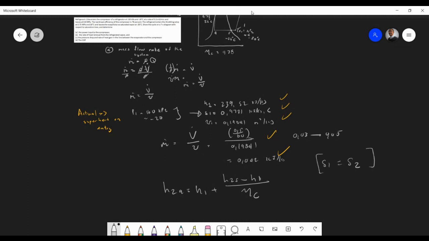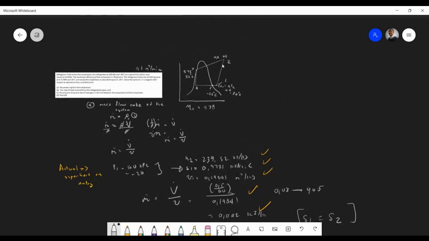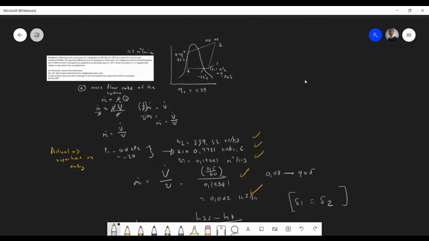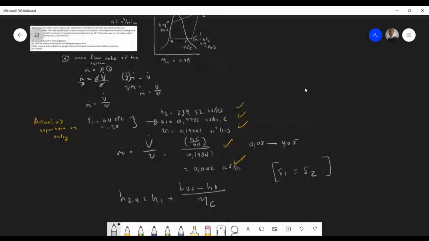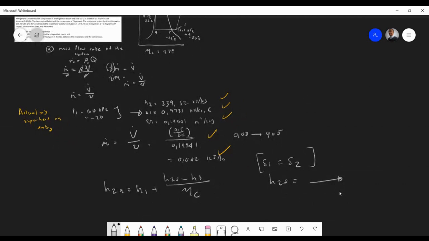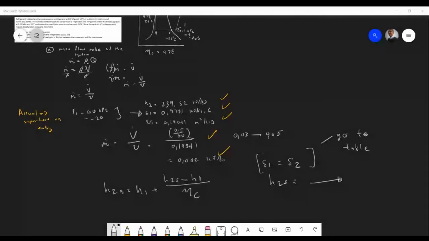So we have to go to our table at 0.8. I think we've done this. Can you just check in the previous table? We had the same pressure. We can actually find our H2S. I think we've done this already. So go to the table. Obviously, you've done this, so it should be easy. We found it before, I think, at that particular pressure.